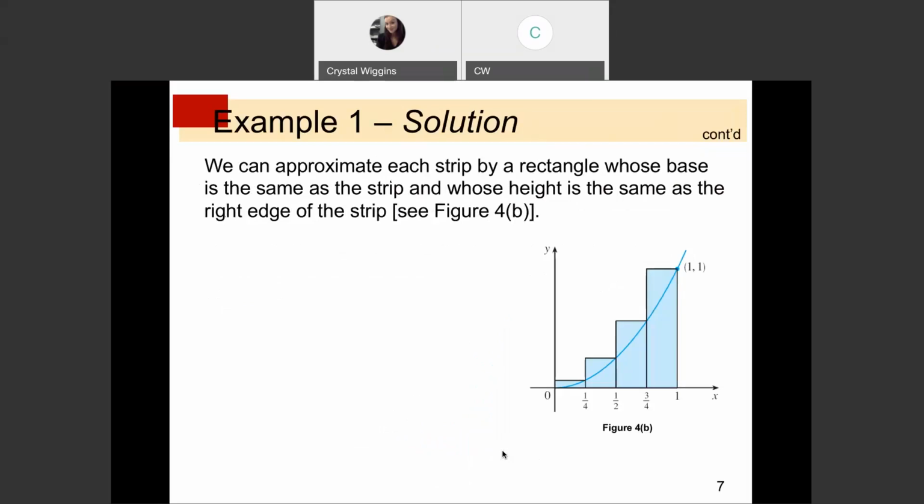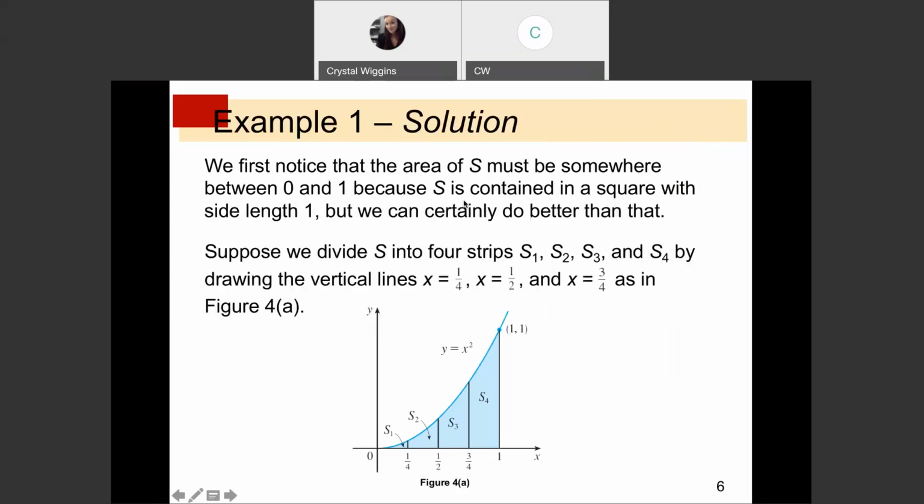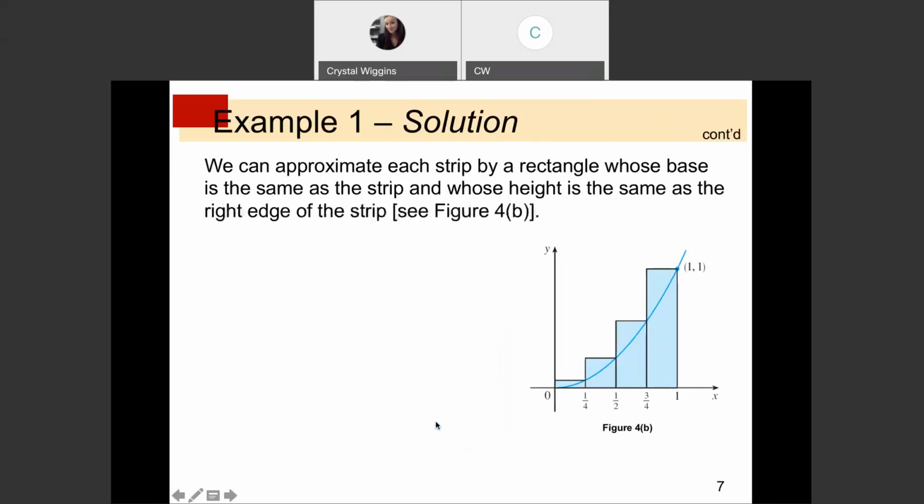We can approximate each strip by a rectangle. Notice in the previous slide, these are not rectangles. The bottom three sides look like rectangles, but then the top is determined by the curve. The height is determined by the curve. But if we use rectangles, how that benefits us is that we know the area of a rectangle to be length times width.